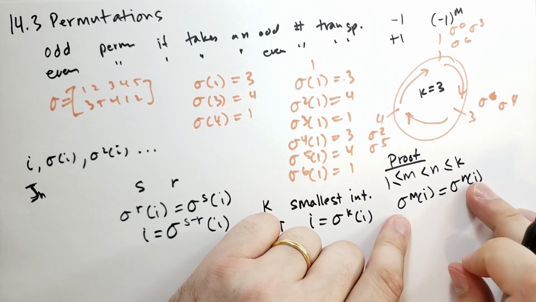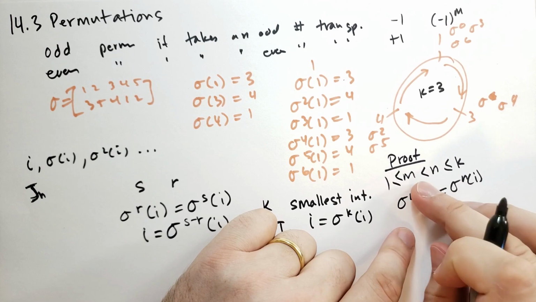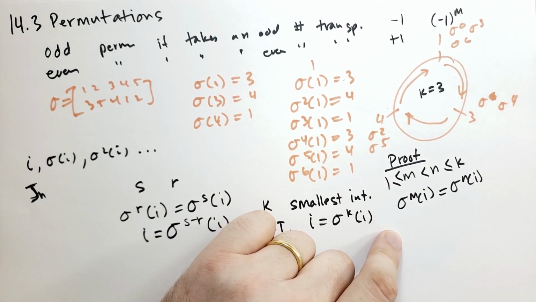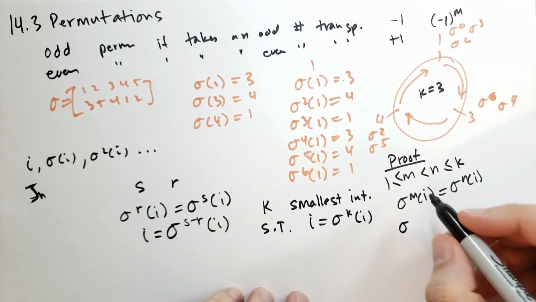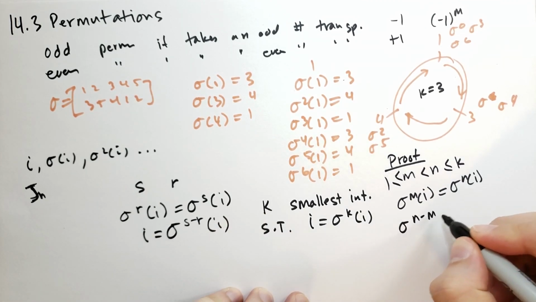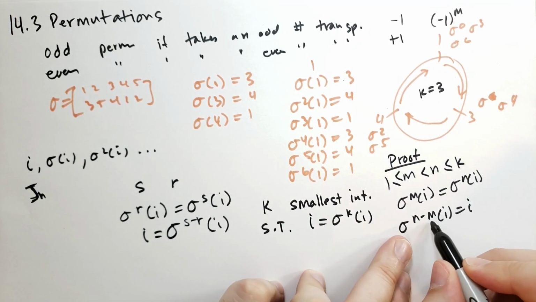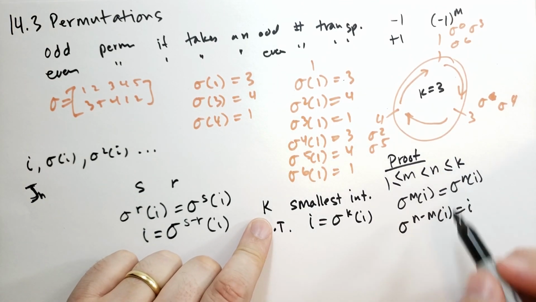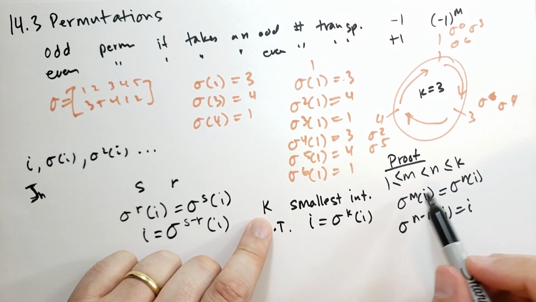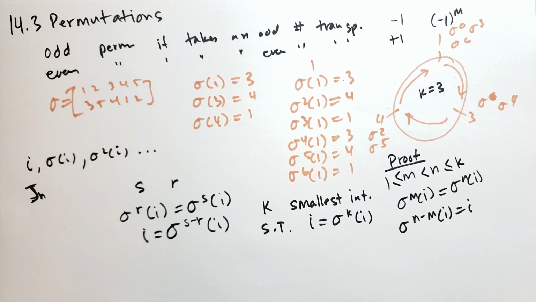So we found some cycle between m and n where these numbers are smaller than k. So the difference between m and n is obviously smaller than k as well. Okay, and so we would get sigma to the n minus m of I should give you back I. And if n minus m is smaller than k, then k wasn't the smallest integer, right? So therefore, these numbers have to be 1 and k, right? They can't be any other numbers, right?